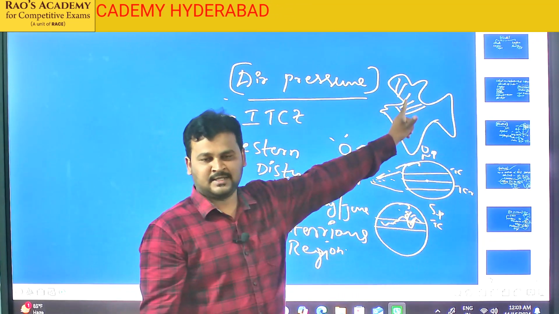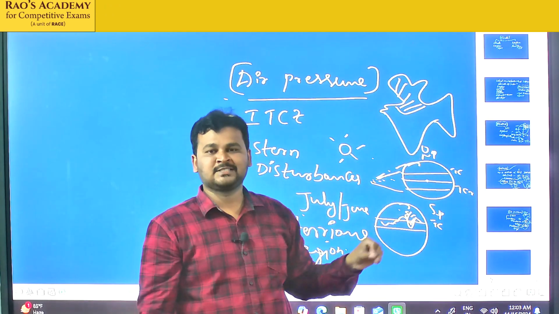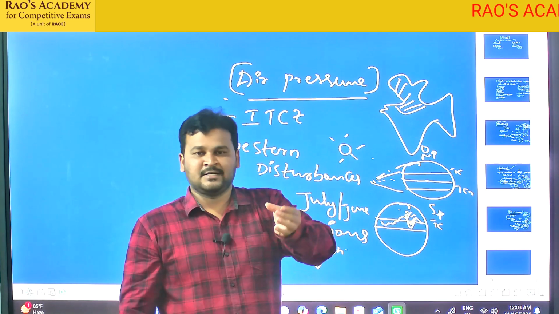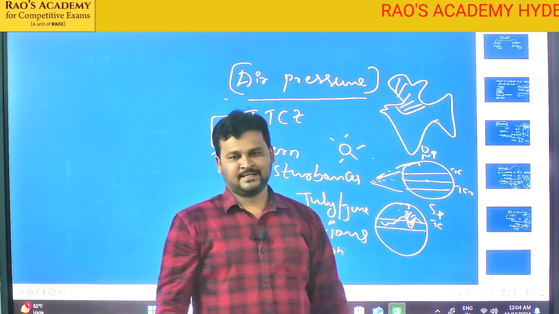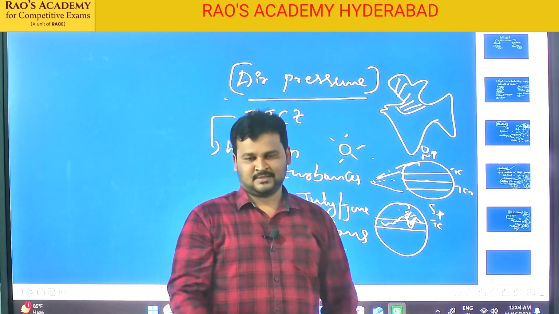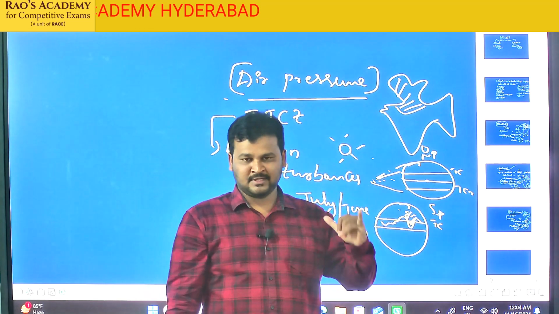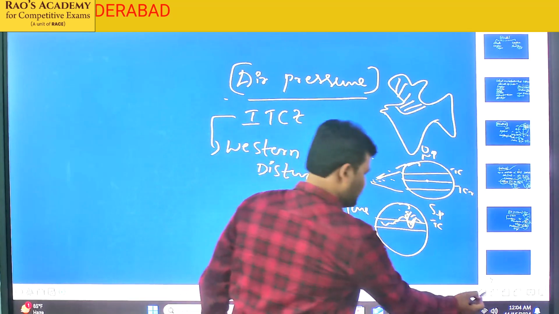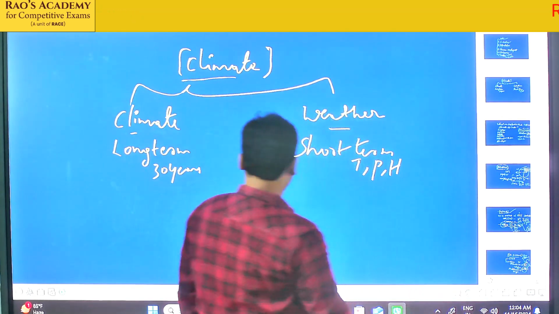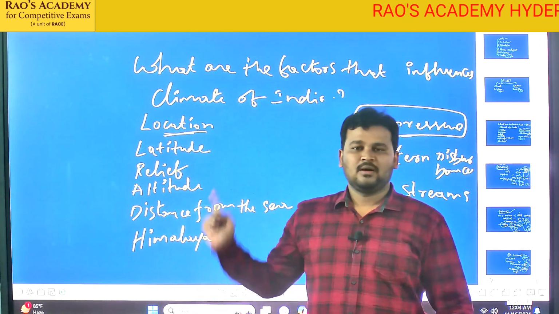For example, even in winter season, Delhi, Haryana, and UP experience winter rainfall, and sometimes there is a high intensity of snowfall in Himalayan states like Himachal Pradesh and Jammu and Kashmir. So that's the thing. Finally, the main question I have given you is: what are the factors behind the influence on the climate of India?